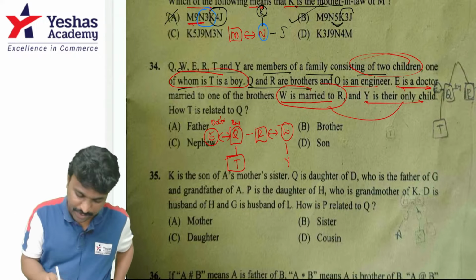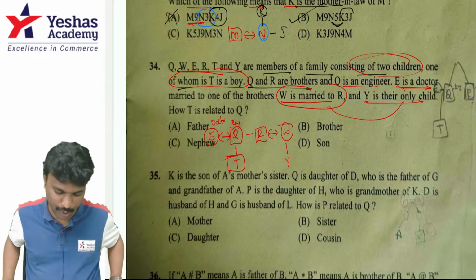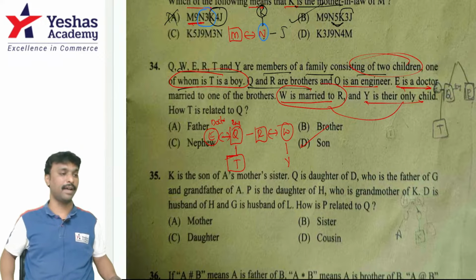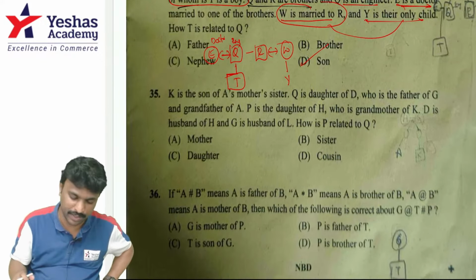Okay. How is T related to Q? T is the son of Q. Option D is the right answer. Have you understood? T is the son of Q. Look at the next question.